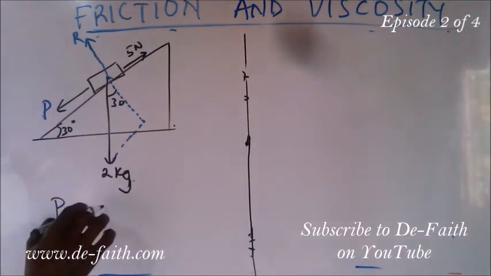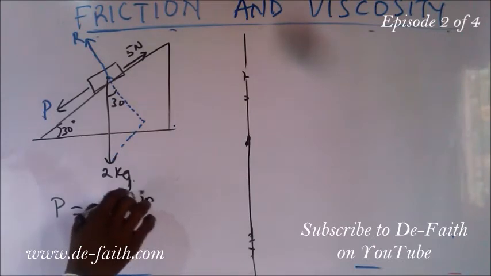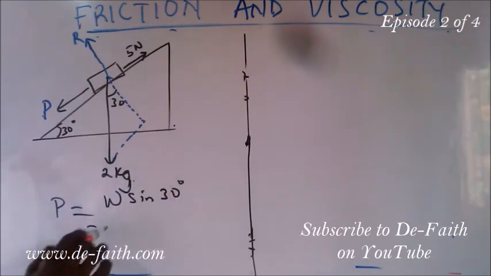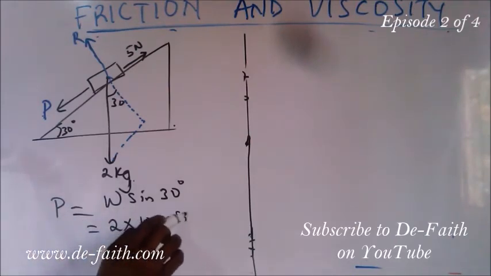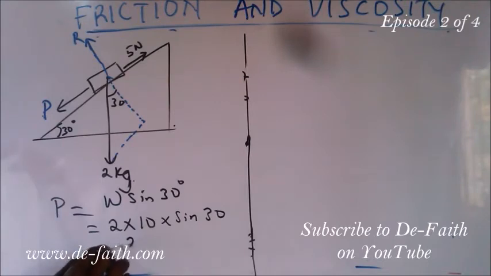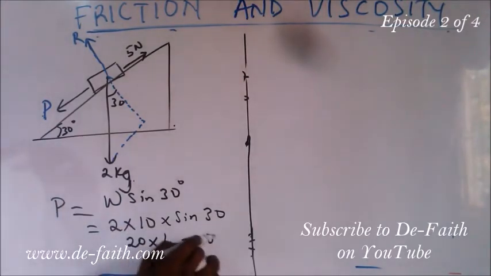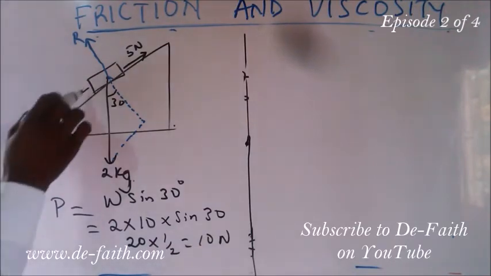So we have it as W sine 30 degrees. So our W is 2 times 10. That means mass times gravity, then times sine 30. 2 times 10 gives 20. Sine 30 is 1 over 2. So we have 10 Newton. That is the force in this direction.